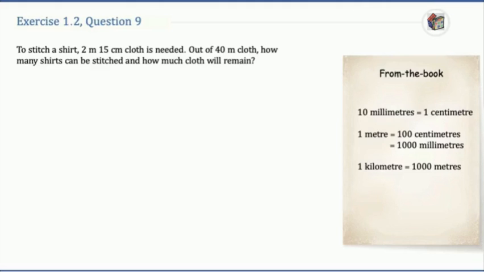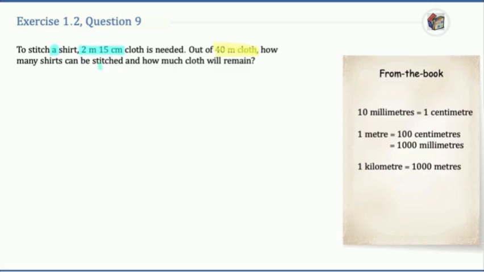Exercise 1.2, question 9. Let's read this together. To stitch a shirt, 2 meter and 15 centimeter cloth is needed. So this is for one shirt. Out of 40 meter cloth, this is the total that you have, how many shirts can be stitched and how much cloth will remain?